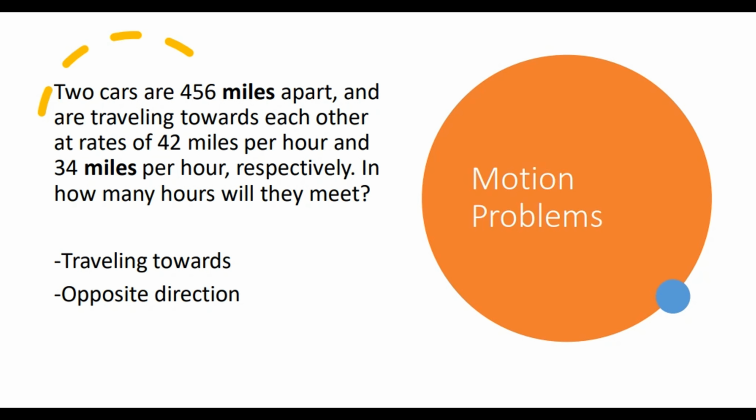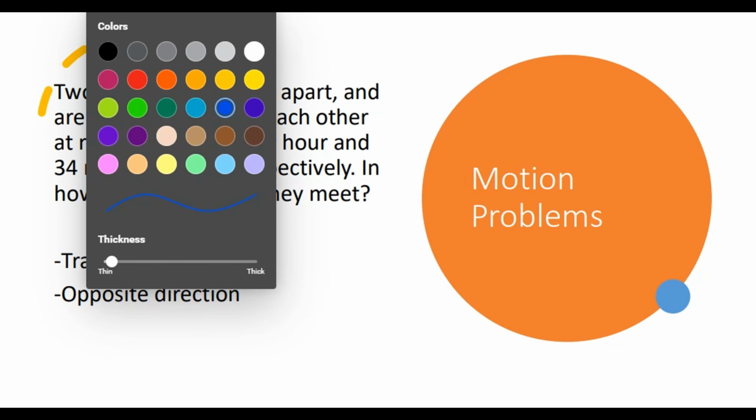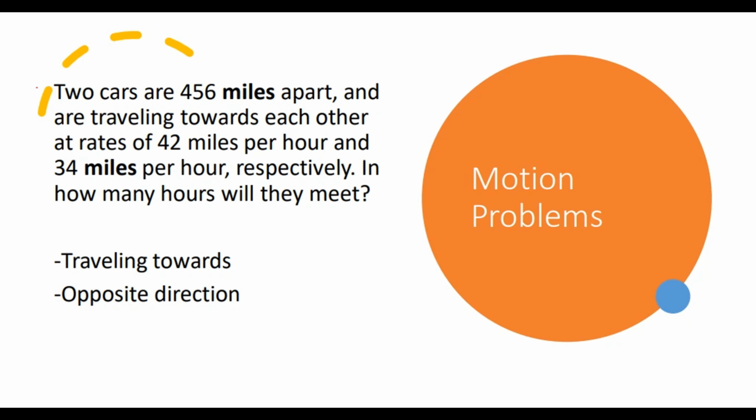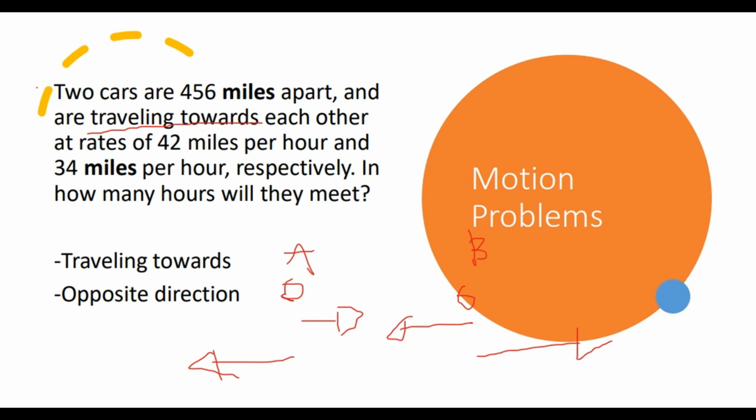For this example, it's stated in the problem that the two cars are traveling towards each other, which means from car A and car B, they are going towards each other, which means that they're going to meet. Unlike if they're traveling in the opposite direction, which means they will not meet. So that would affect our equation for the motion problem. Since this problem states that they're traveling towards each other, we will use that key in establishing our equation.